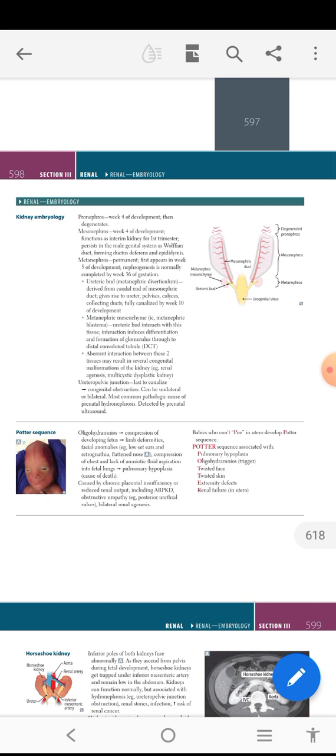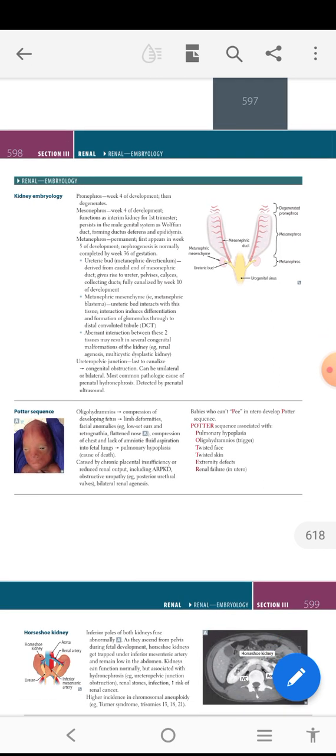Then, aberrant interaction between these two tissues may result in several congenital malformations of the kidney, which are renal agenesis and the multicystic dysplastic kidney. Now, the ureteropelvic junction is the last to canalize, and it causes congenital obstruction, which can be unilateral or bilateral. It is the most common pathological cause of the perinatal hydronephrosis, and it is usually detected by the perinatal ultrasound.